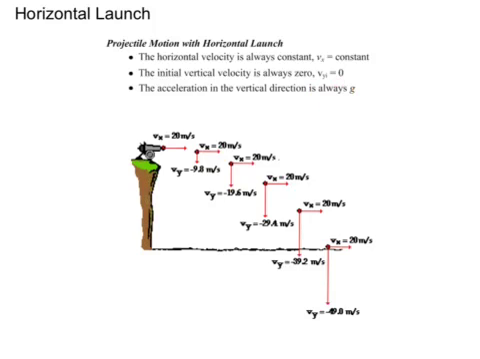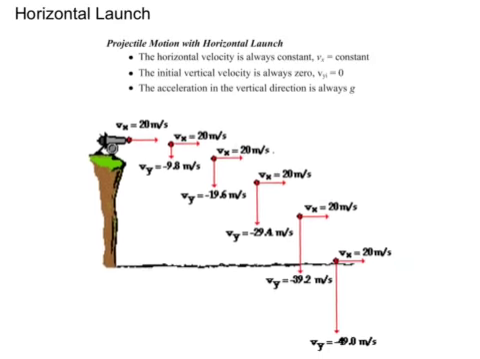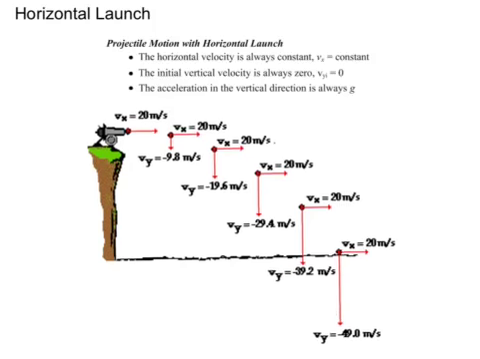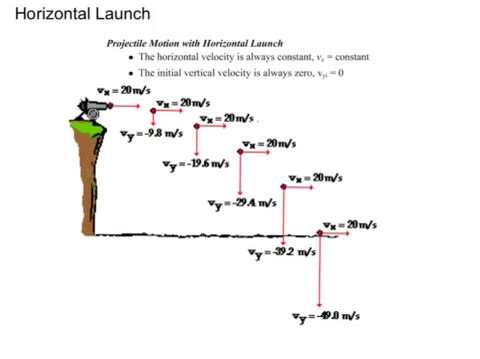So this picture right here is showing a projectile launched horizontally with an initial velocity of 20 meters per second. It's always showing 20 meters per second in that horizontal direction. However, in the vertical direction, after 1 second, it's at 9.8 meters per second. Then it's at 19.6 meters per second. It's 29.4 meters per second. 39.2 meters per second. And then finally, 49 meters per second after 5 seconds here.